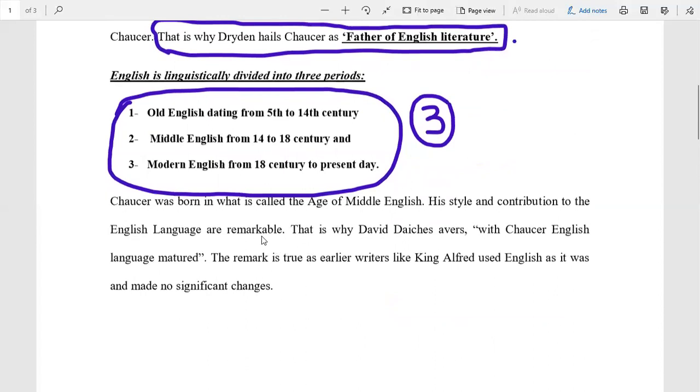Chaucer was born in what is called the age of Middle English. His style and contribution to the English language are remarkable. That is why David H. says in his verse on Chaucer, English language matured. The remark is true as earlier writers like King Alfred used English as it was and made no significant changes.